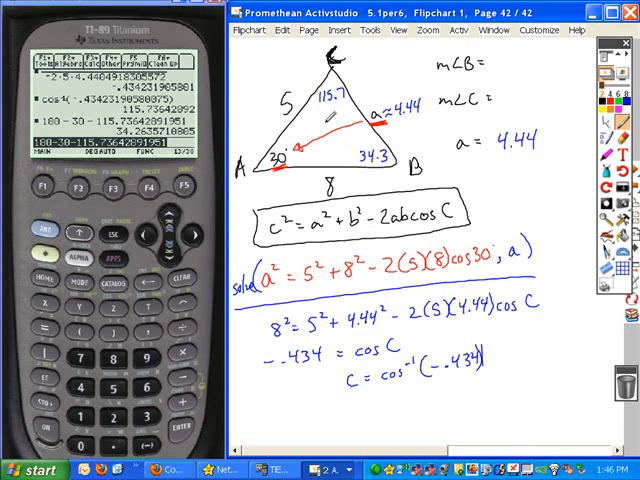Did anybody use a different method to solve for C? Anybody use the law of sines? I did, but I think I messed it up. No, you didn't mess it up. Did you get like a 64.3? Okay. So let's talk about what happens in that case.